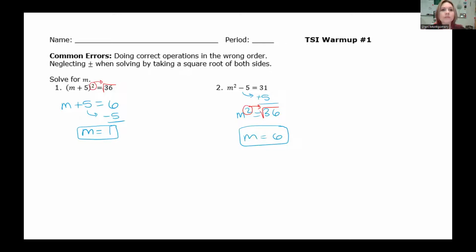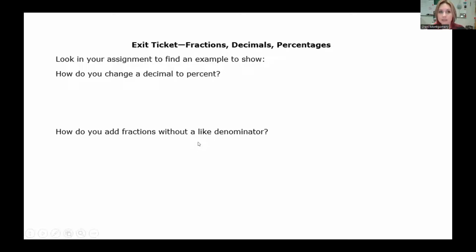You will finish that up, put your name on it, and go turn it in. When you turn it in, pick up the little half sheet, the one that looks like this.